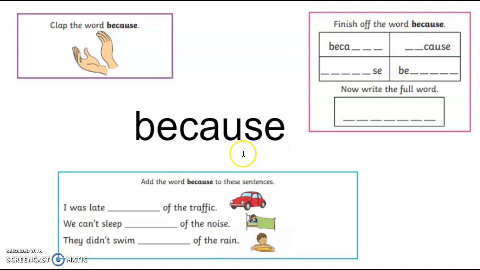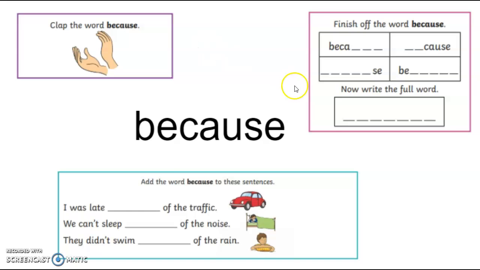So, for instance, for the word because, the first thing that you could do is try to clap out the word to see how many syllables it's got. So for instance, can you hear that? How many syllables did because have? Because. Okay, so it's got 2 syllables in it.